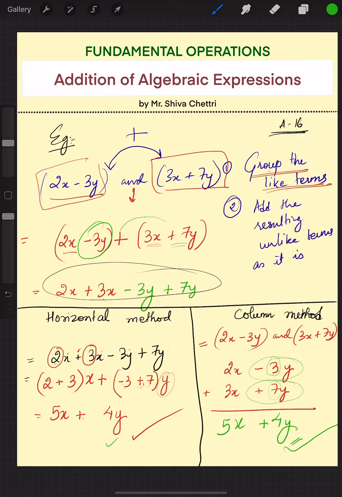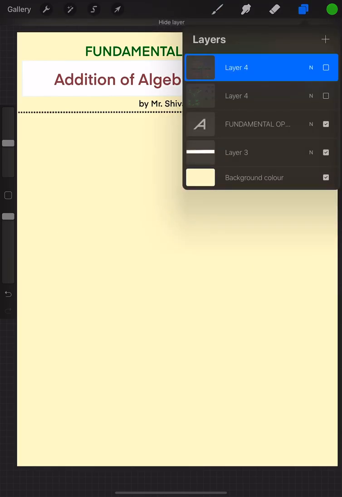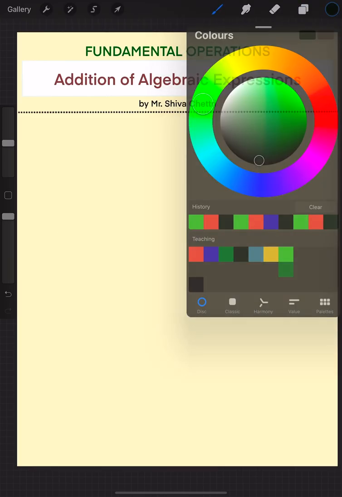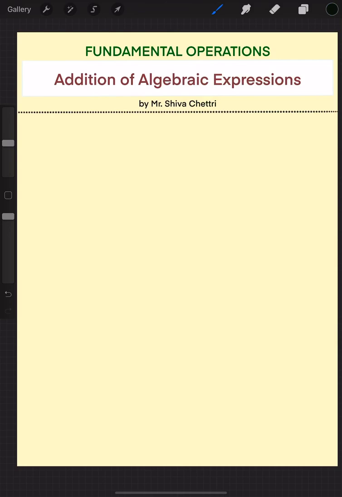Let us see another example from the exercise and you'll be able to do it. I'll solve the questions here itself. So Exercise 2a. The first question is add the following. Let's see, I'll do question number 8.